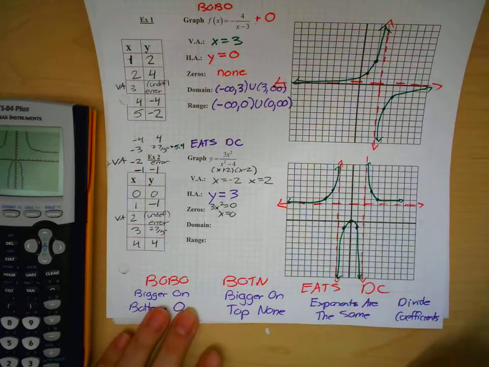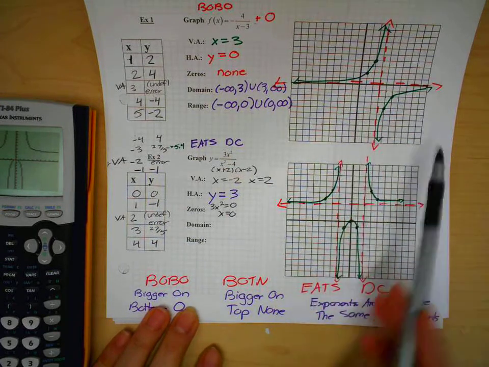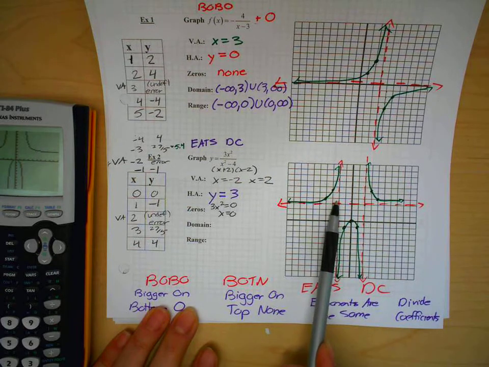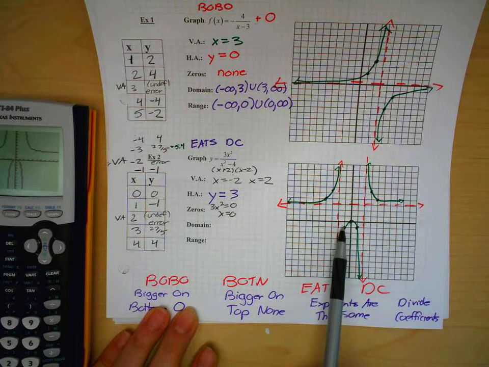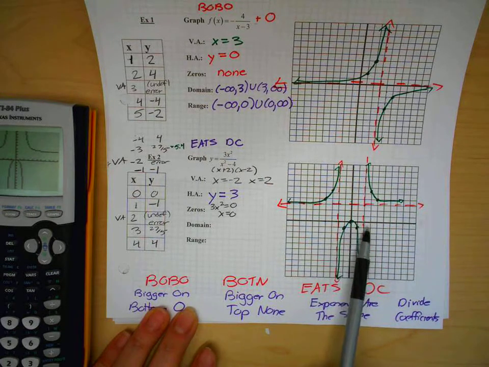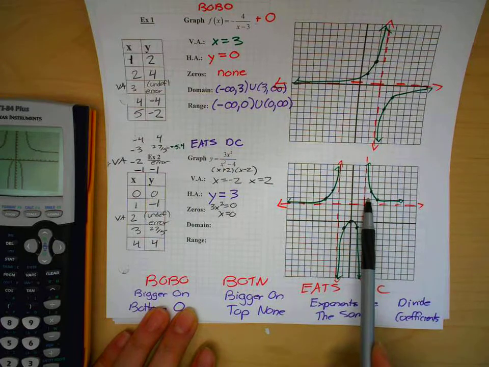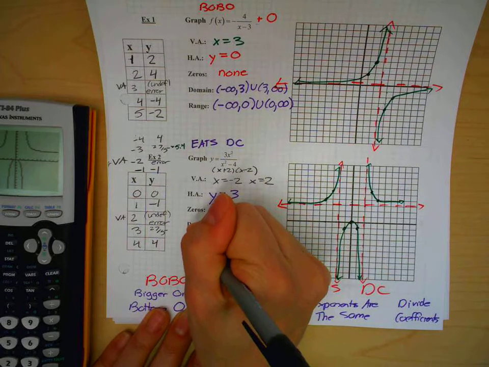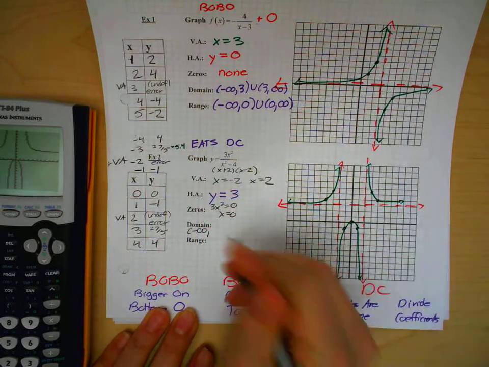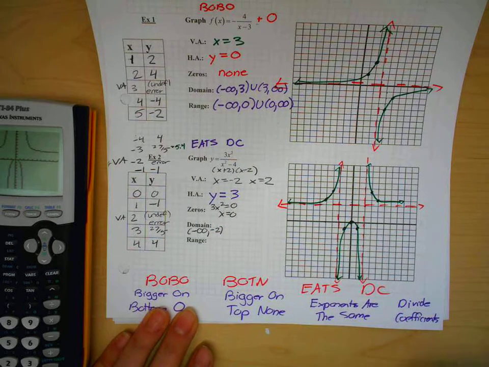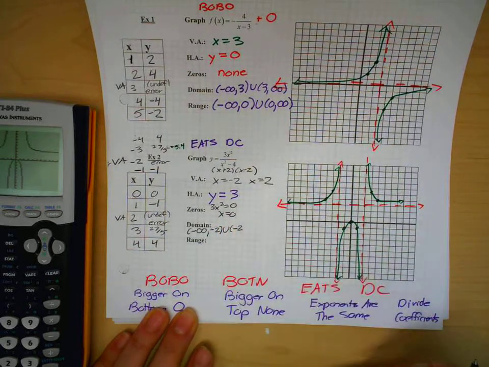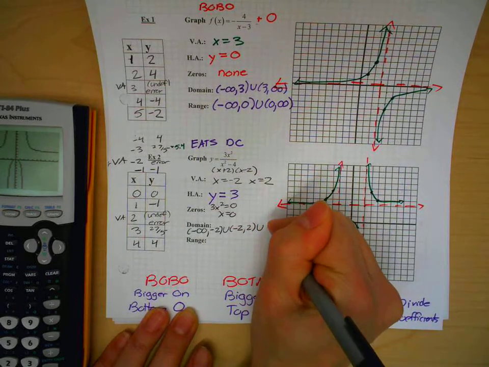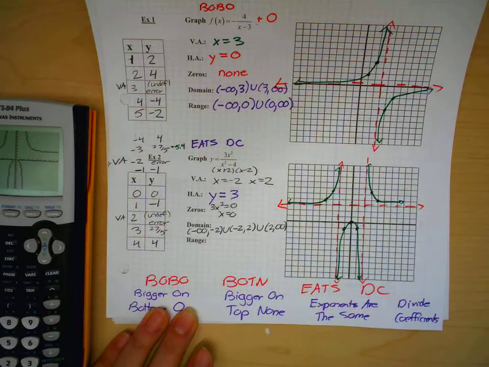All right, my domain's going to be a little more complicated than the one we just did. Because if you look, as I go from left to right, I stop here at this vertical asymptote. Then I start up again, and I stop at this vertical asymptote. Then I start up again, and I go to infinity. So it's got 3 parts. I start at negative infinity. I stop at the first vertical asymptote. Then I start up at the vertical asymptote until I get to the next vertical asymptote, and I stop. And then I start up at that vertical asymptote, and I go to infinity.